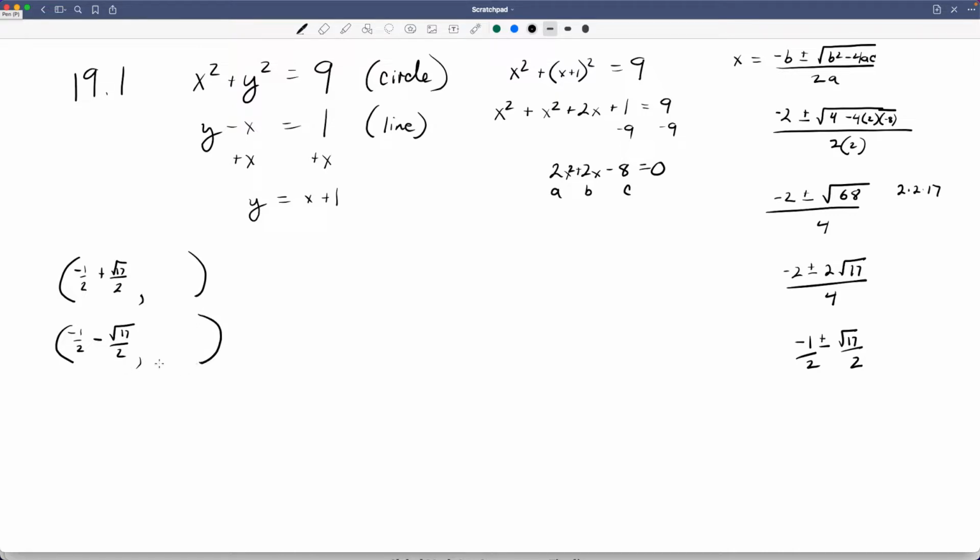And now we have to find the value of y for both of these. So I'm going to use this right here to find the value of y, because it's already solved for y.